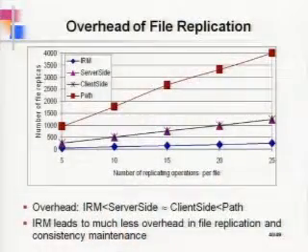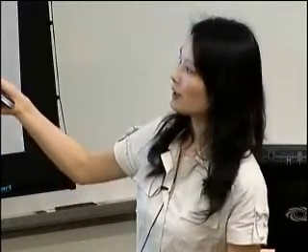So, overhead of file replication. The y-axis is the number of file replicas. It's very easy to understand this figure because Path replicates in all the nodes in a routing path. That's why it has a lot of replicas.